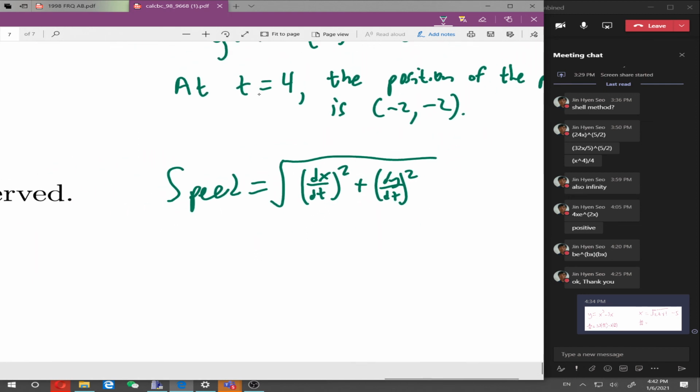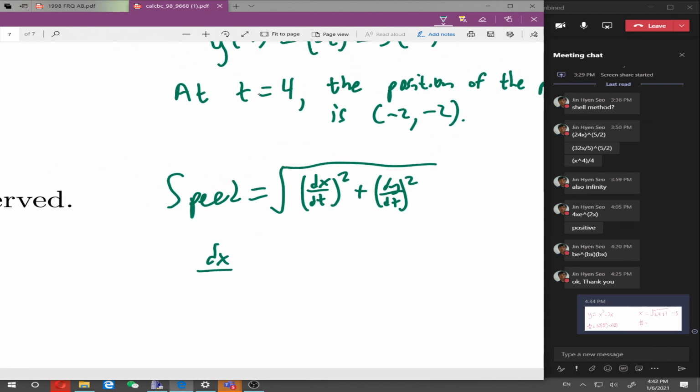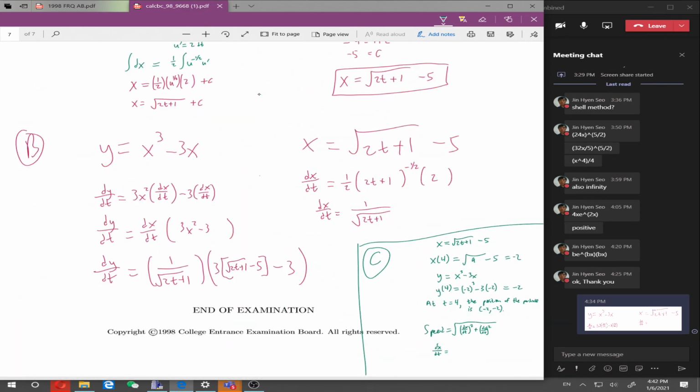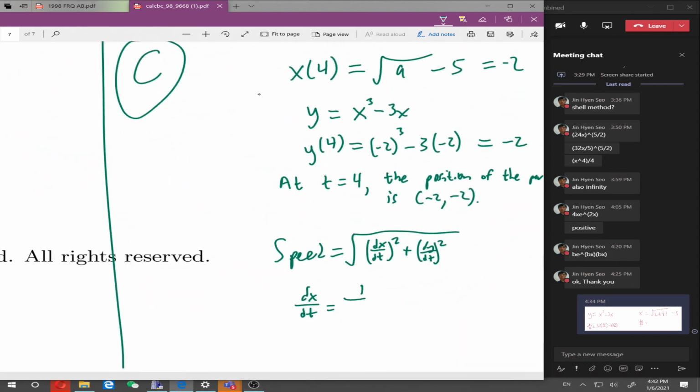Looking at dx over dt first, because that has an easier equation, dx over dt, we said earlier, was equal to 1 over the square root of 2t plus 1. At t equals 4, what is our horizontal velocity? One third. 1/3.